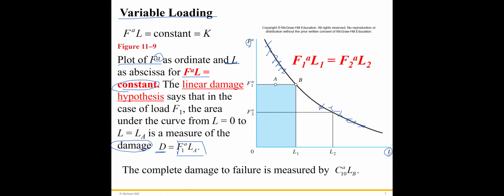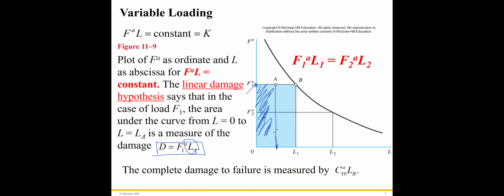Okay, so from this plot, we can observe that the area under this curve, with F1 to the power of a times L1, is the area. Therefore we define this area as the damage. For this case, it's F1 to the power of a right here, and the life LA right here. Therefore, the damage is defined as the area under this curve.